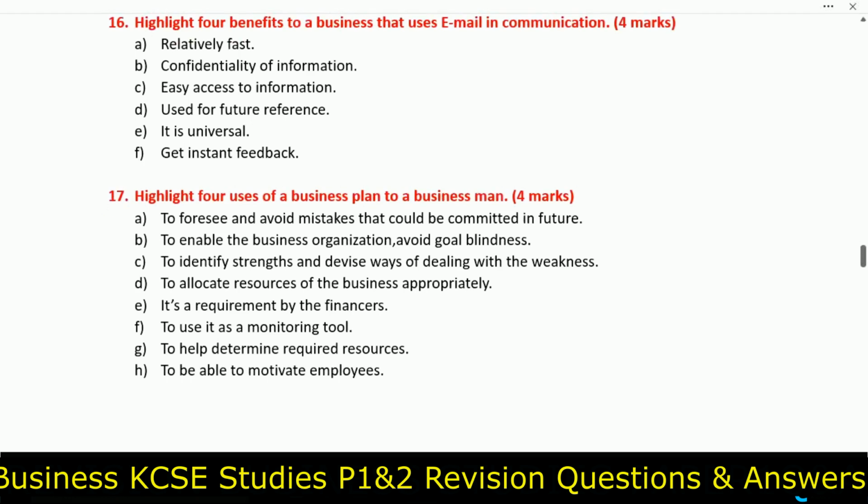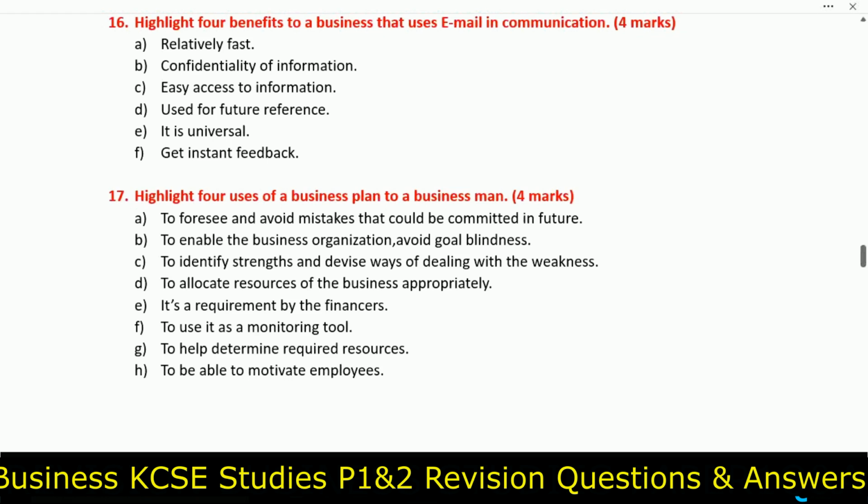Go to question number 17. Highlight 4 uses of a business plan to a businessman. Number 1, to foresee and avoid mistakes. Number 2, to enable the business organization avoid goal blindness. Next, to identify strengths and devise ways of dealing with the weaknesses. Next, to allocate resources of the business appropriately.